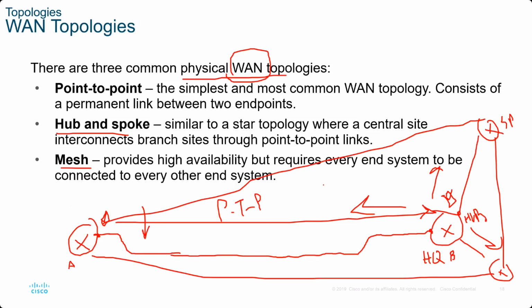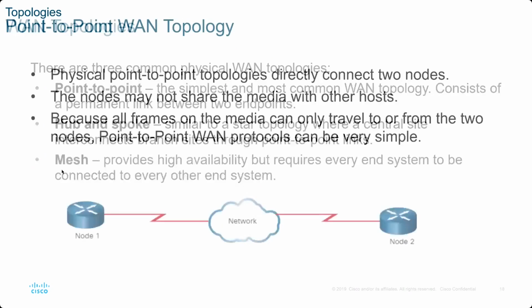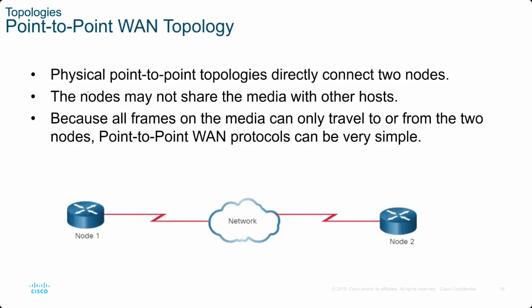You either just connect two devices together, in which case it's just called point-to-point, or you can connect all devices in hub and spoke fashion, or connect all devices to each other, in which case you just call it a mesh topology. The simplest one is point-to-point physical connectivity between two nodes or two routers. So it's called a point-to-point topology.